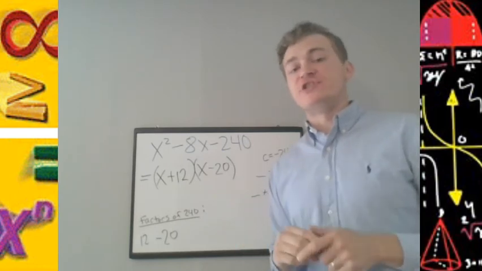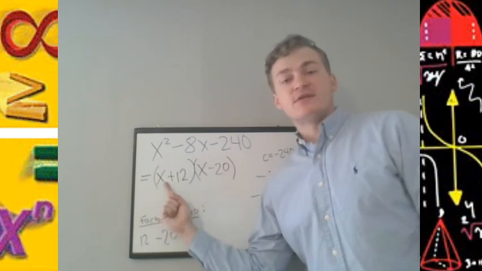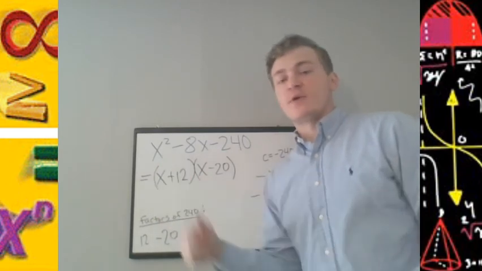We, of course, can always check this, verify these results by distributing. X multiply x is x squared.